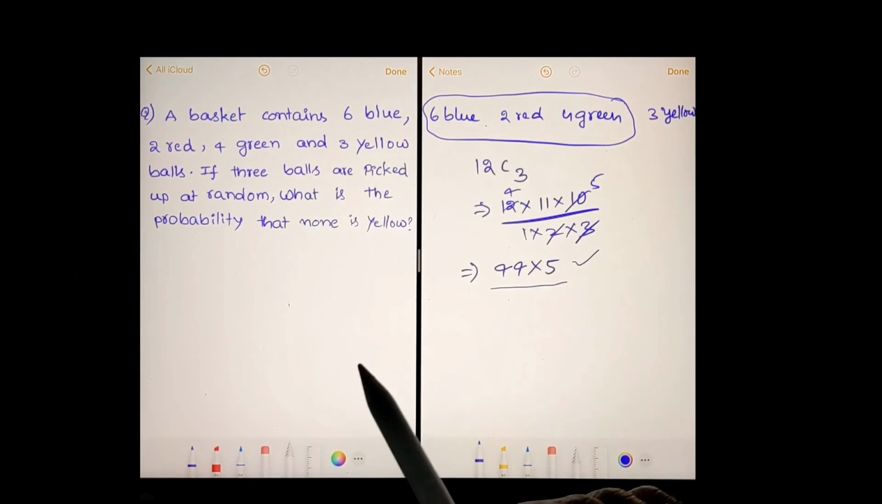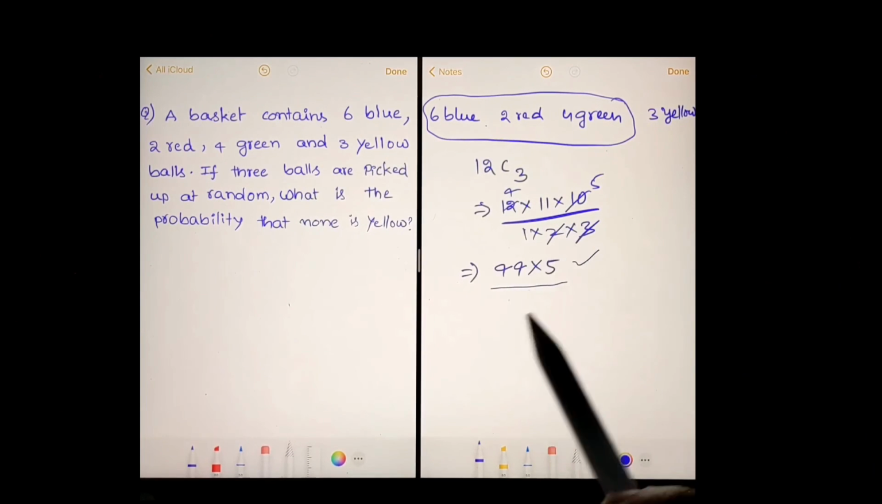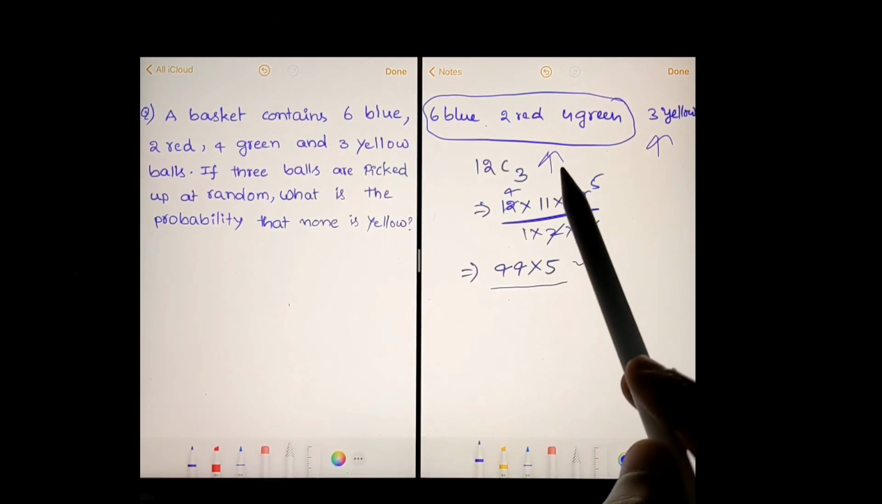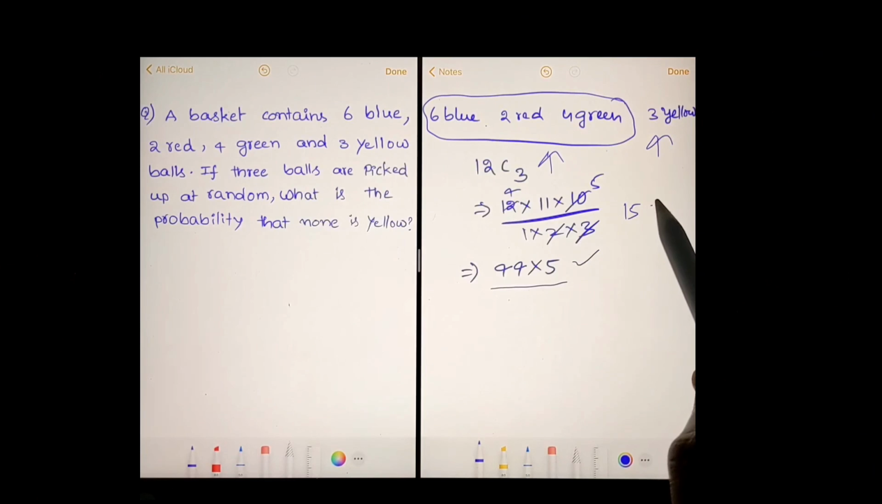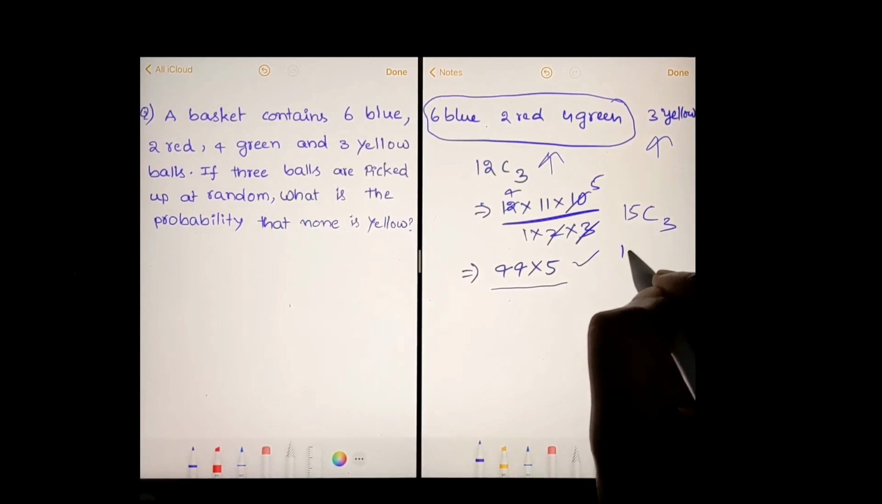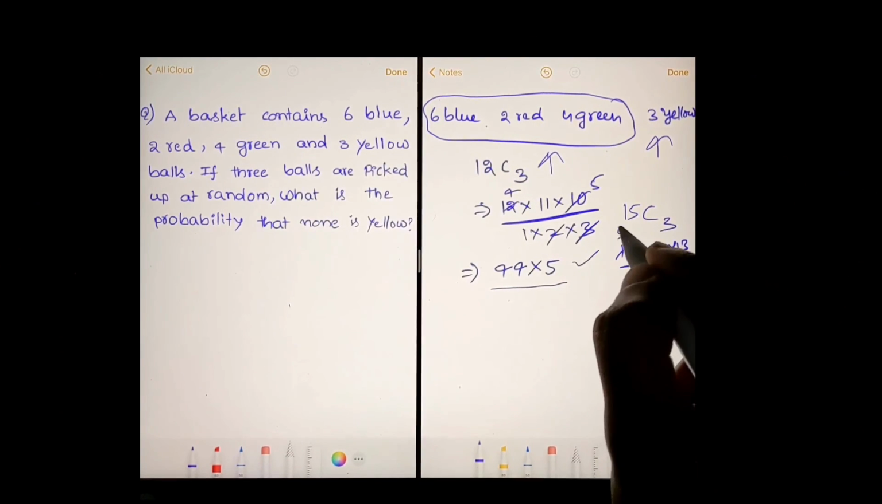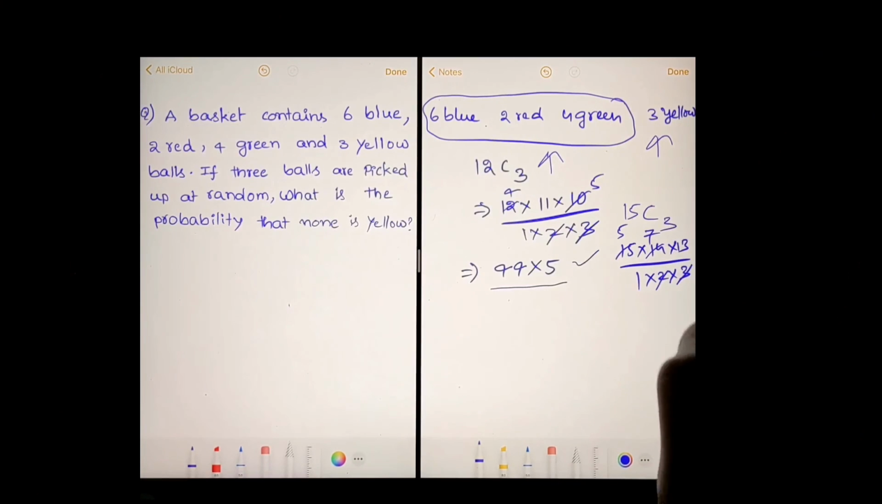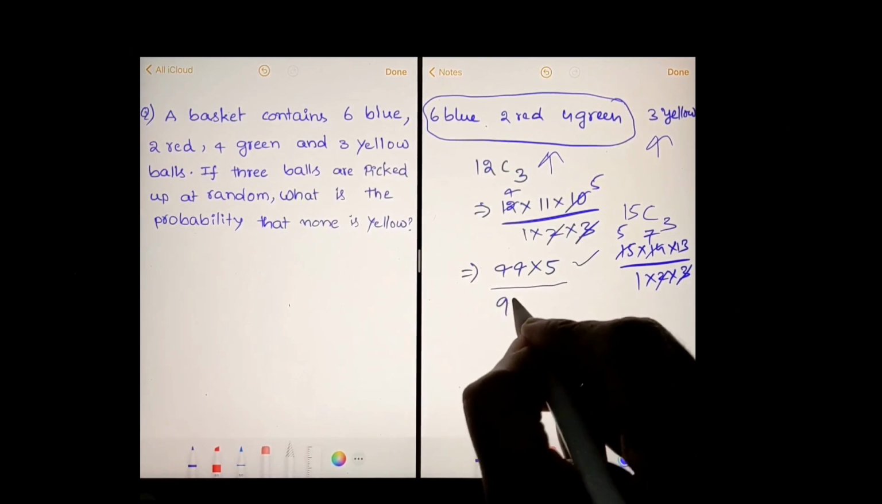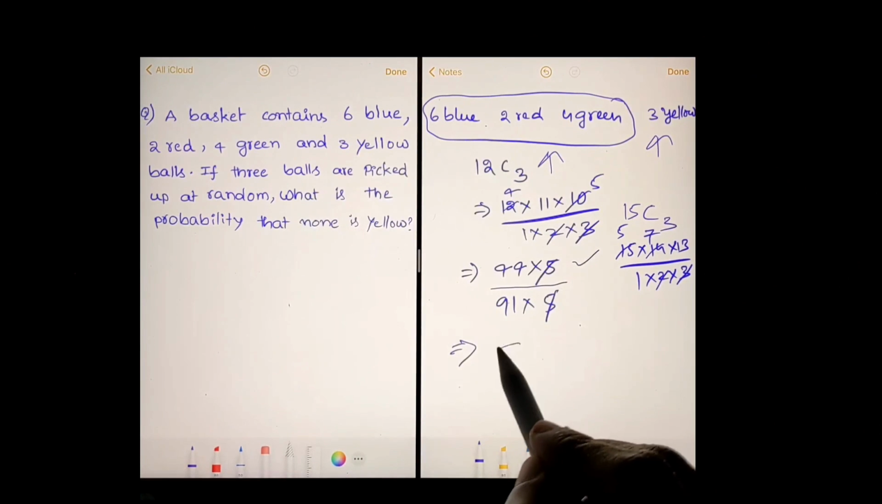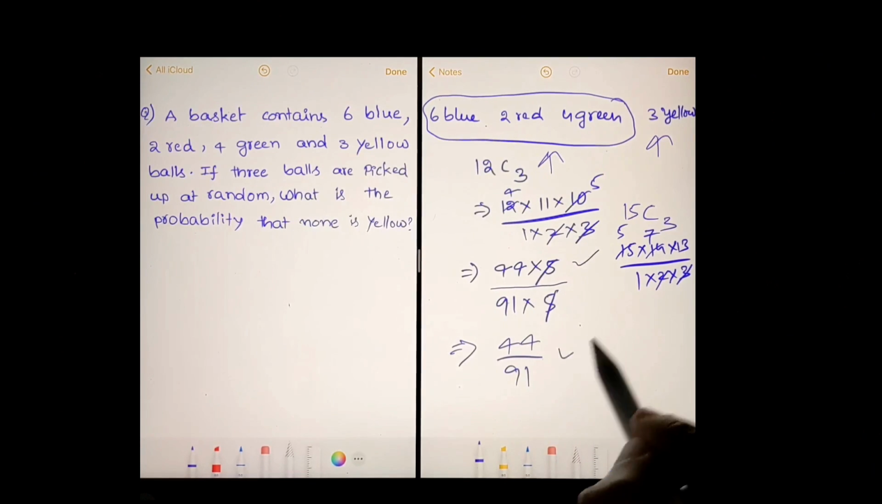To get the probability, we need to find out all possible ways to pick up 3 balls. Total we have how many balls? These are 12 and these are 3. Total 15 balls we have. Out of 15 balls we can pick up 3 balls in 15C3 ways. 15C3 means 15 into 14 into 13 by 1 into 2 into 3. 3 5s are 15 and 2 7s are 14. 13 into 7 is 91 into 5. And 5 gets cancelled. We get finally 44 by 91. This is the probability.